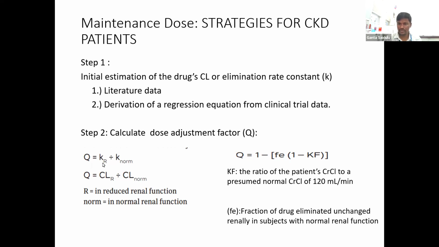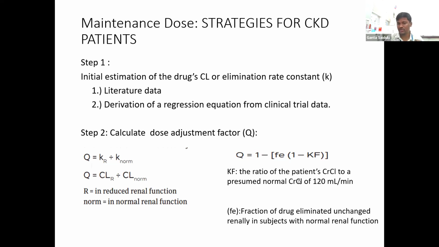If you don't have the K value and the clearance value, we can use this formula: Q is equal to 1 minus Fe into 1 minus Kf. Basically, Fe is the fraction of drug eliminated unchanged renally in a subject with normal renal function. You will get this value from the literature; every antibiotic has a different fraction of drug eliminated unchanged, such as 0.97 or 0.85. So you have to use this value in the formula.